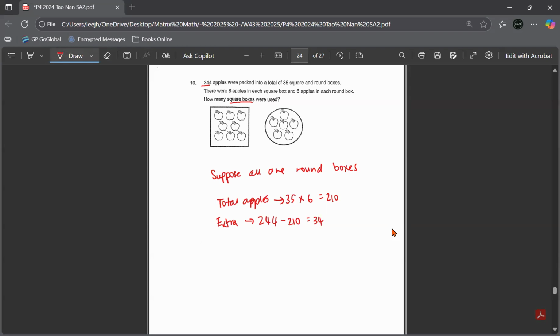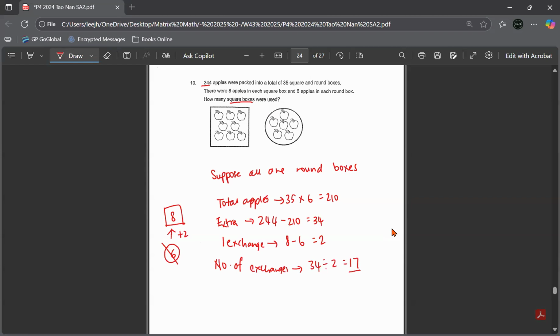So we exchange for one round. One round is 1, 2, 3, 4, 5, 6 apples. I exchange for one square. One square got 8 apples. So you can see lesser apples to more is plus 2. So one exchange is 8 minus 6, 2. 2 more apples for one exchange. So if one exchange is plus 2, I need a total of additional 34. So how many exchanges? 34 divided by 2. 17.